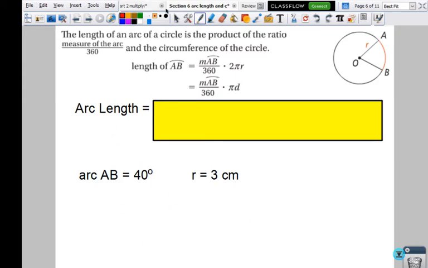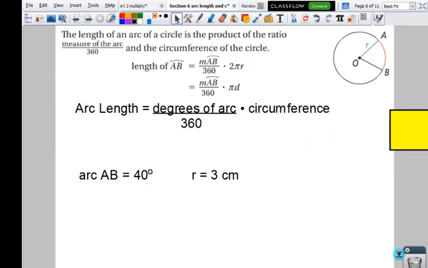So to find arc length, you need to take the degrees of the arc, divide it by 360, and then multiply it by the circumference. So whatever the degrees of your arc are, divided by 360, times the circumference. And that is your arc length.